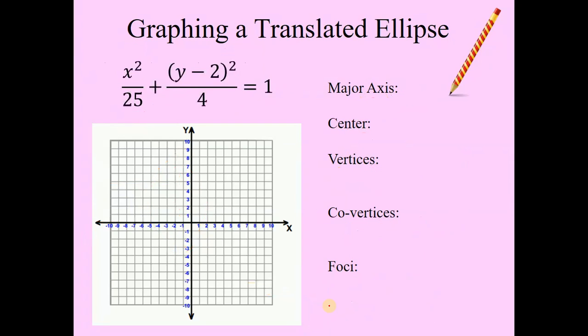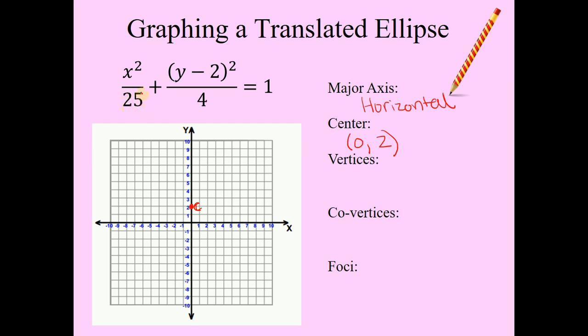Let's try another one here. So I have x squared divided by 25 plus y minus 2 squared over 4 equals 1. So x has the larger denominator, so this tells me I have a horizontal major axis. My center, notice how x does not have anything with him, so he is going to be 0, but my y is going to be 2. So I have a center at 0, 2 right here. I'm going to put a little c by him. There we go.